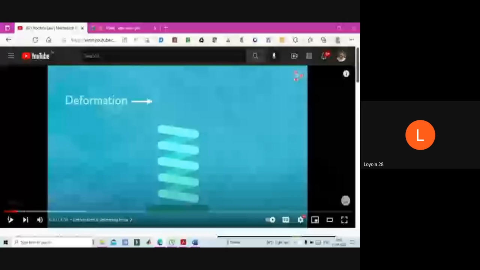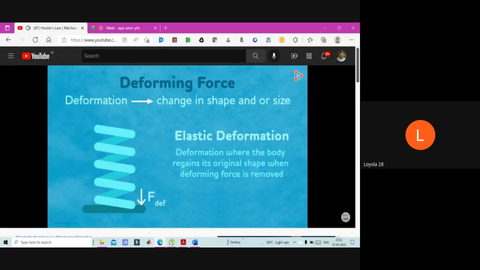What are elastic and plastic deformations? Well, deformation means the change in shape and or size of the body. And the force which deforms the object is called deforming force. Elastic deformation is the case of deformation when the body regains its original shape as soon as the deforming force is removed. But what really happens?